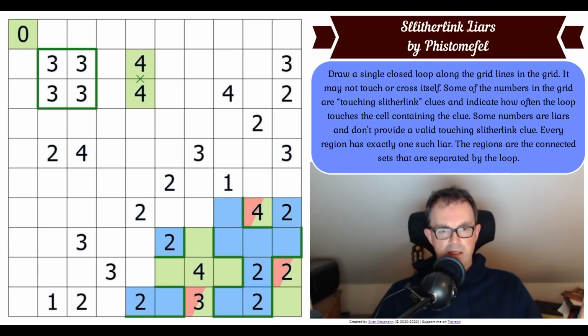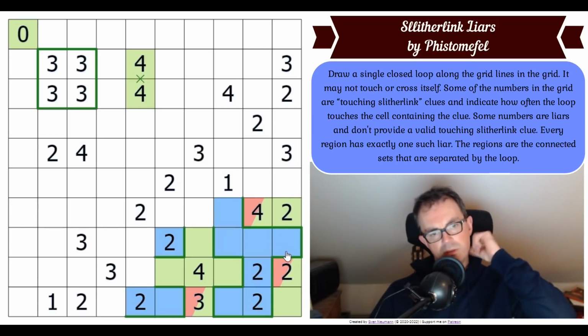So actually we can say that this clue here, this 2 clue, is green. Now if it's green and it's connected to a lie clue, it must be a correct green. And that is very interesting because I'm not just about to say, well, the problem is I think that could be like that or like that. Oh.